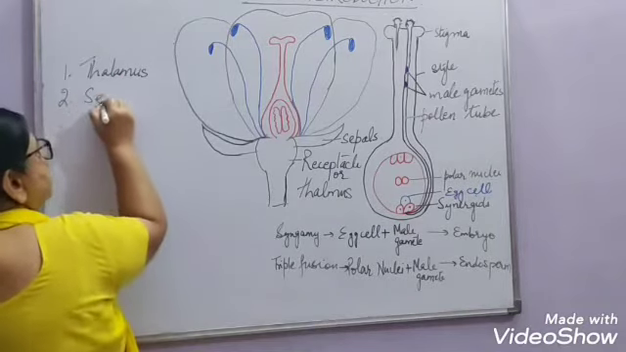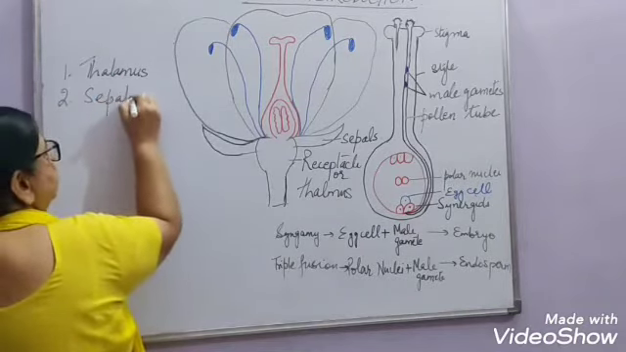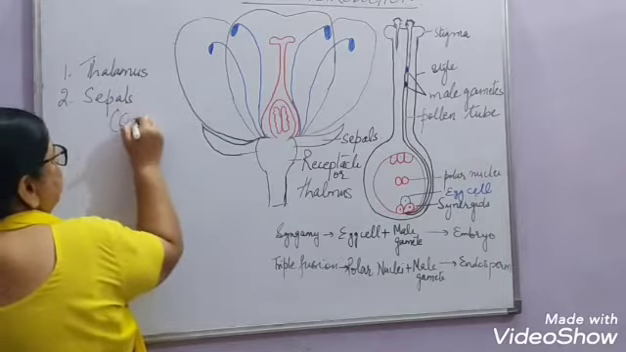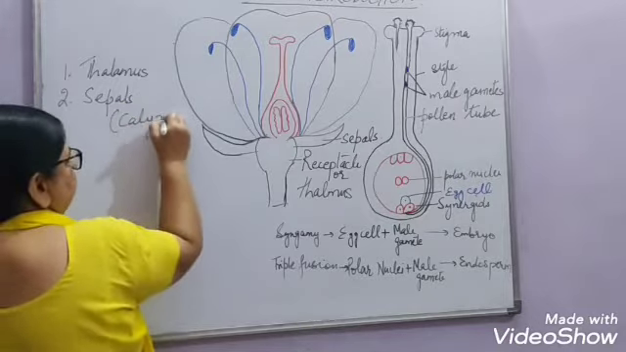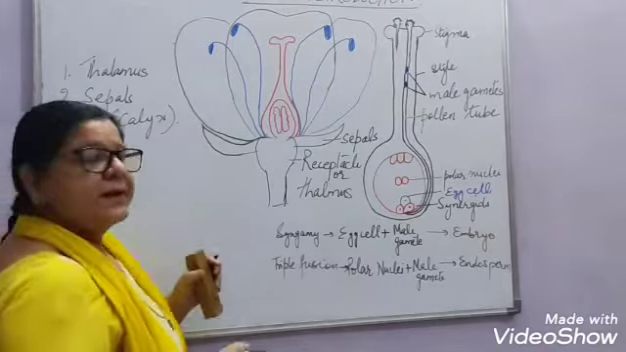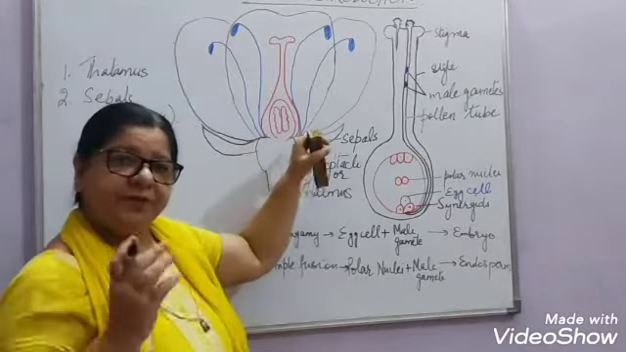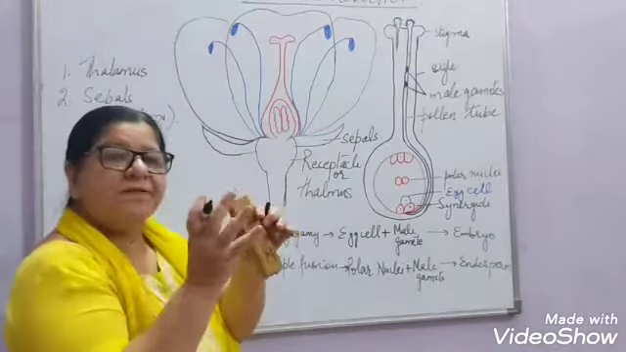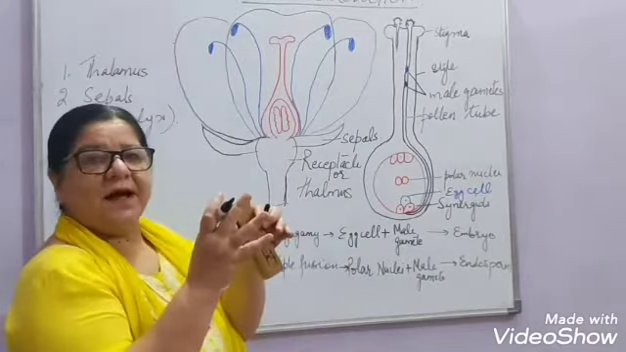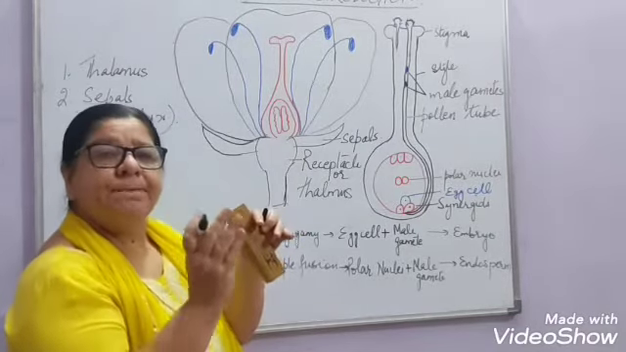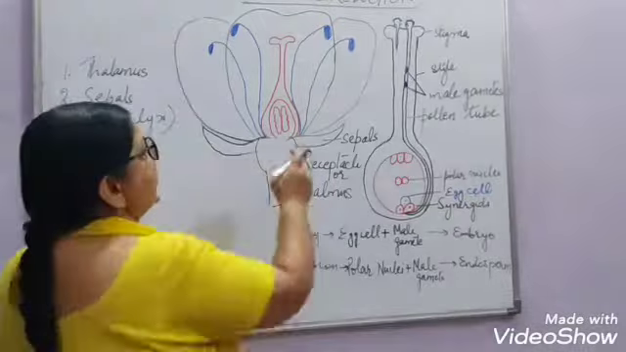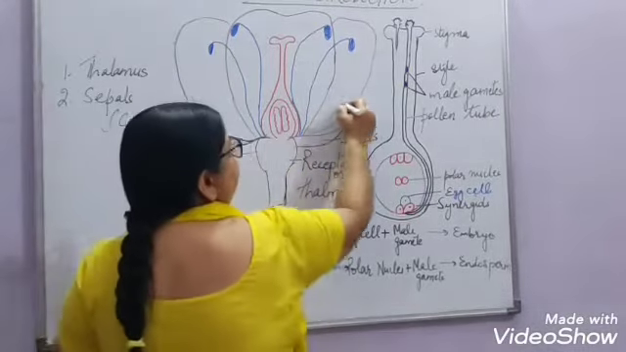The second part is the sepals. We also call it the calyx, right? The main function is to hold the flower or to protect the flower when it is in the bud stage. Next comes the petals.